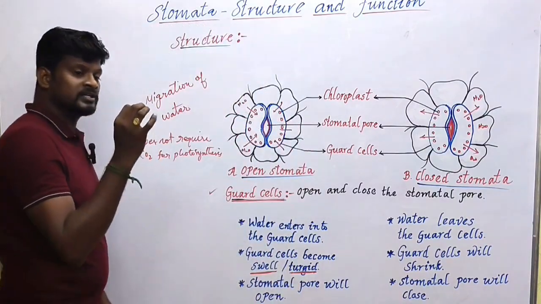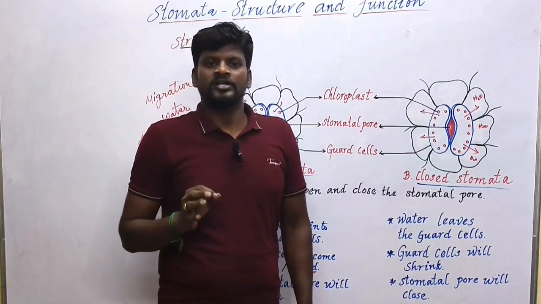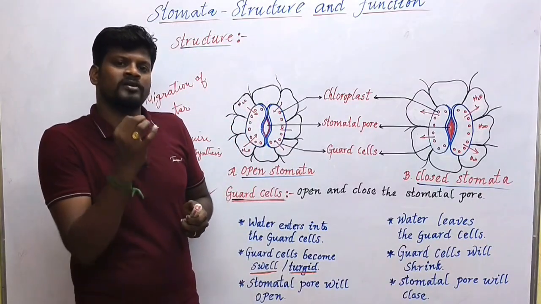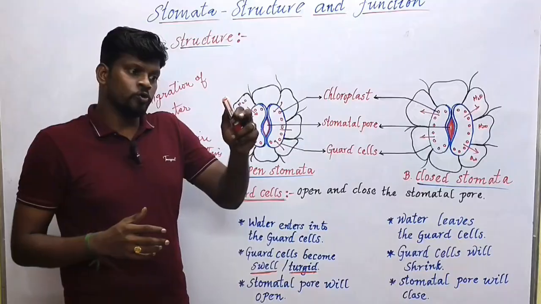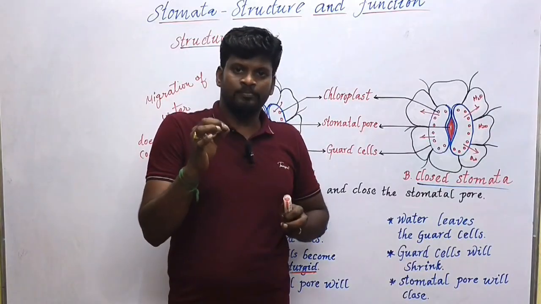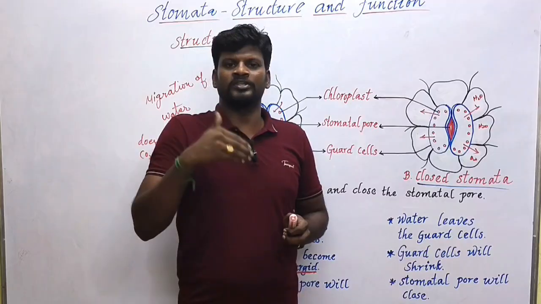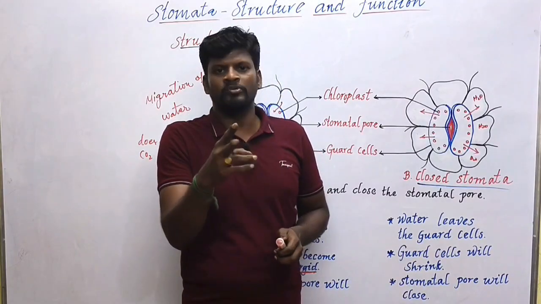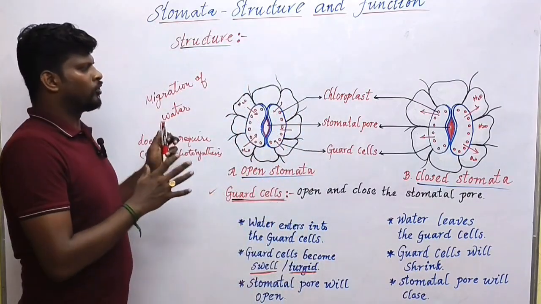So a very important question: when does the plant close a stomatal pore? The plant closes a stomatal pore when it does not require carbon dioxide for photosynthesis. If you write this statement, 1 mark will be given. If you justify this statement with the example of xerophytes, what I explained, you will get an additional 2 marks. So it's a 3 mark question. Understood? So a very important thing.